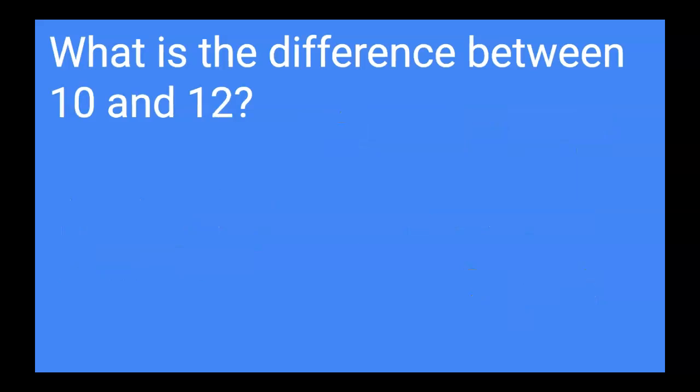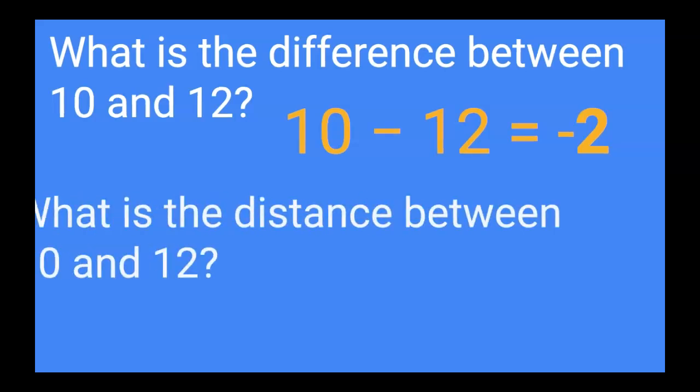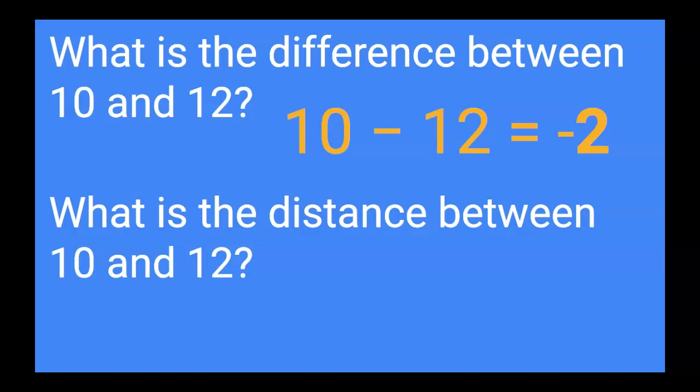But what if I change the order? What is the difference between 10 and 12? This time I'm asking for 10 minus 12, and you should get negative 2. But if I say what's the distance between 10 and 12, 10 and 12 are still 2 apart on the number line, and notice that the absolute value of negative 2 is still 2.